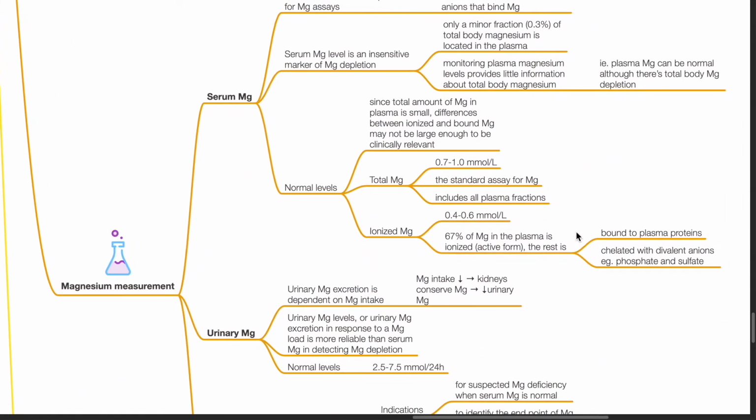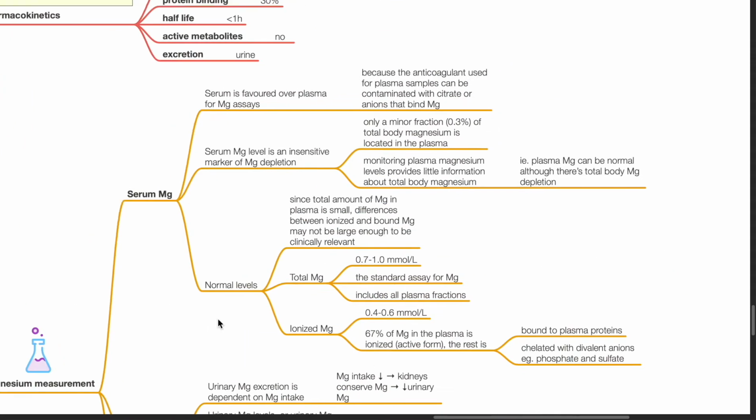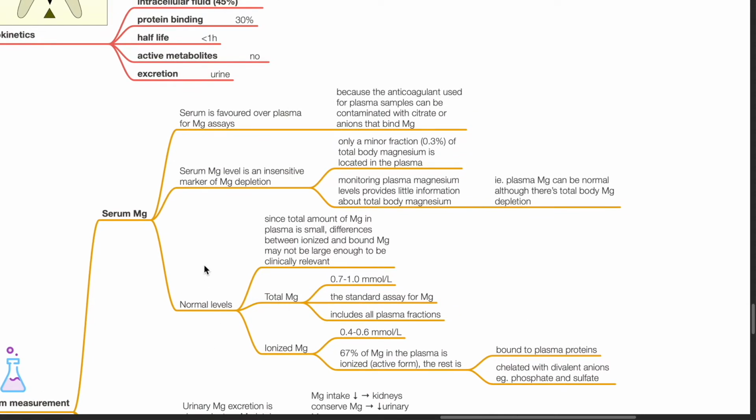Measurement of magnesium levels in the body. Magnesium levels may be measured in the serum or the urine. Serum magnesium level is favored over plasma for magnesium assays because the anticoagulant used for plasma samples can be contaminated with citrate or anions that bind magnesium.